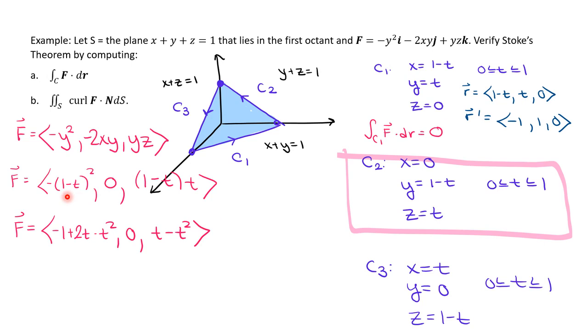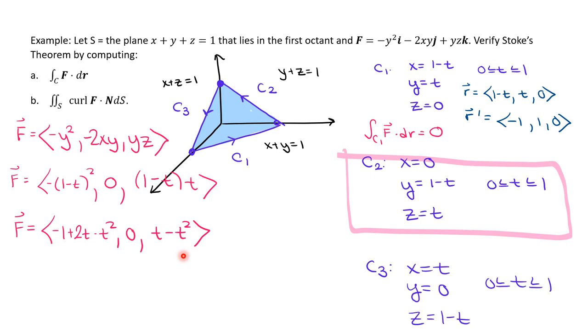I distributed, so I did actually FOIL out the 1 minus t squared, and then I distributed the negative. So that's how I got this minus 1 plus 2t minus t squared. The middle component is 0, and then I distributed the t in that last component. All right, let's see what's next.